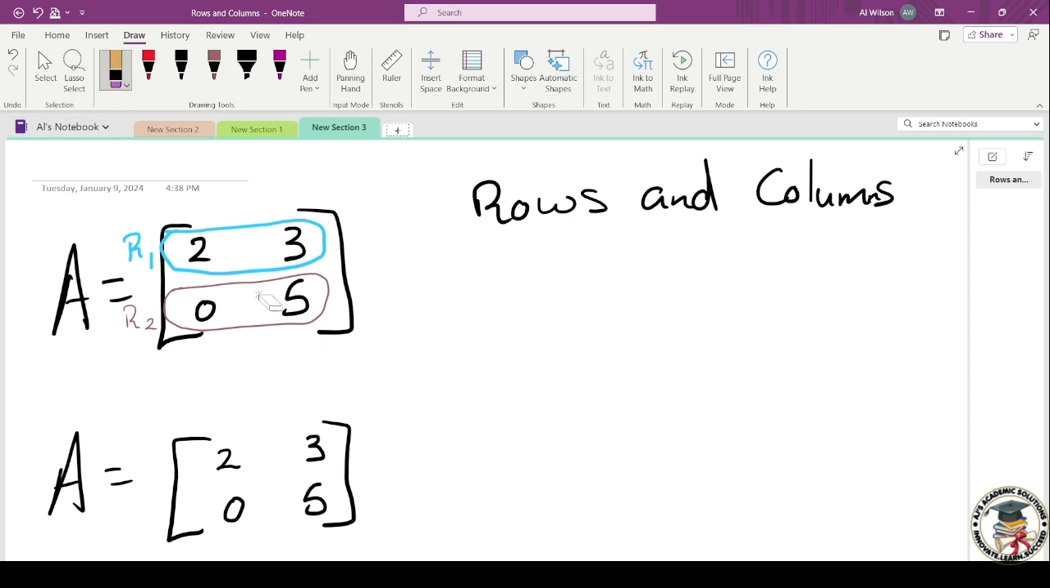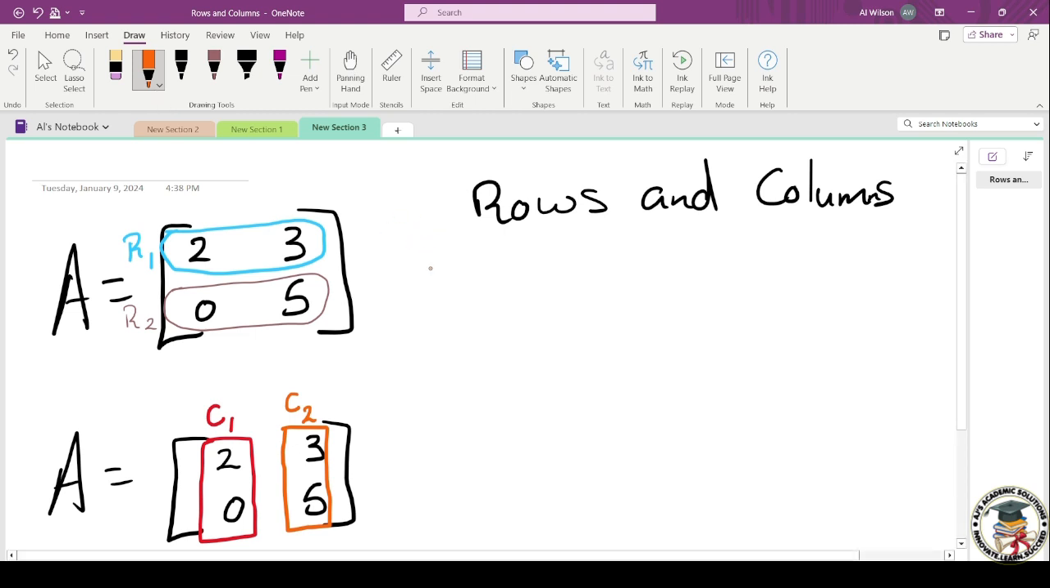So basically speaking, when we're looking at columns, this here is my column 1, and here is my column 2. So again, remember, matrices: rows and columns, rows and columns, rows and columns. So let's now move into what I'm trying to bring out to you.